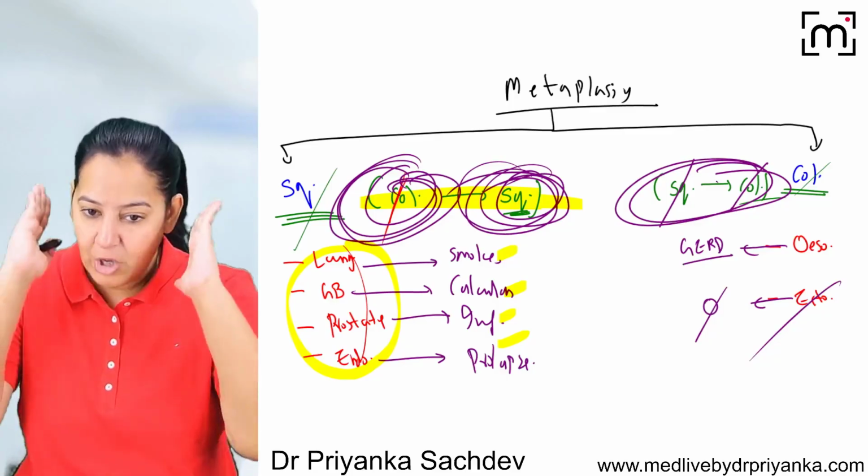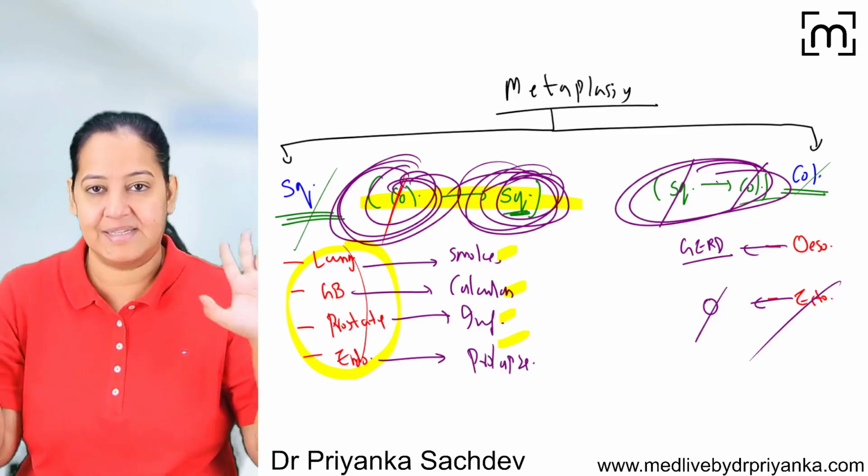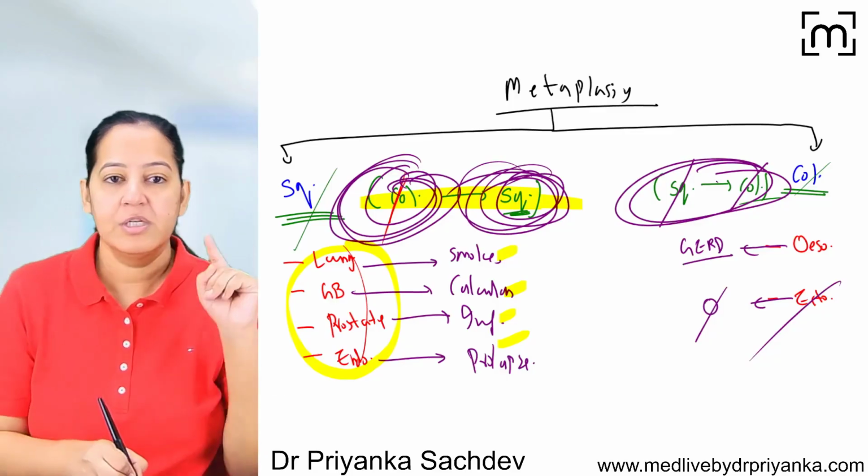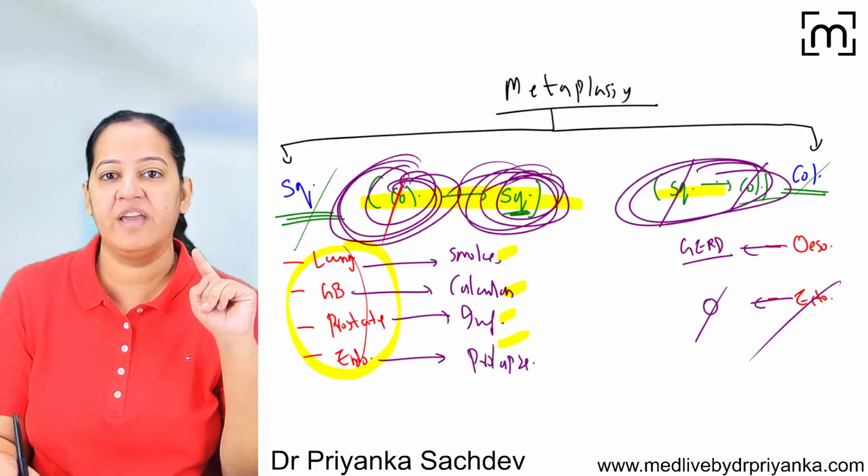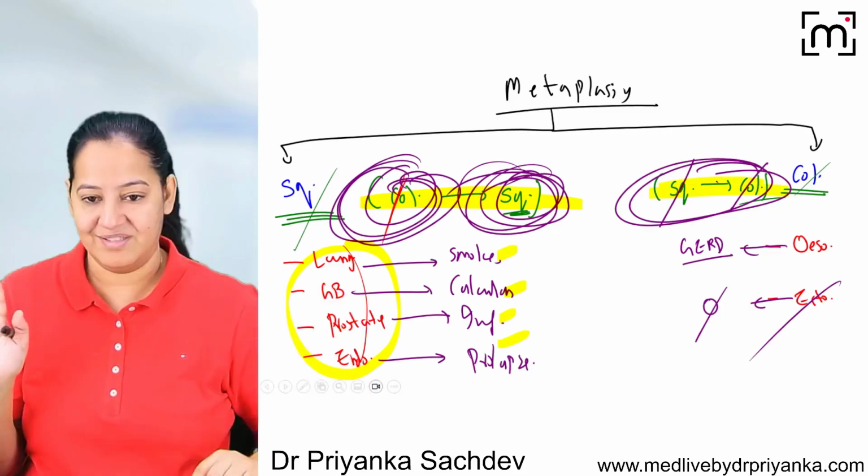I hope you got it. Learn the organ, learn the stressor. That's it. And learn the 2 types of metaplasia. So the 2 types of metaplasia, we are done. They are in front of you. So learn. So this is the metaplasia.